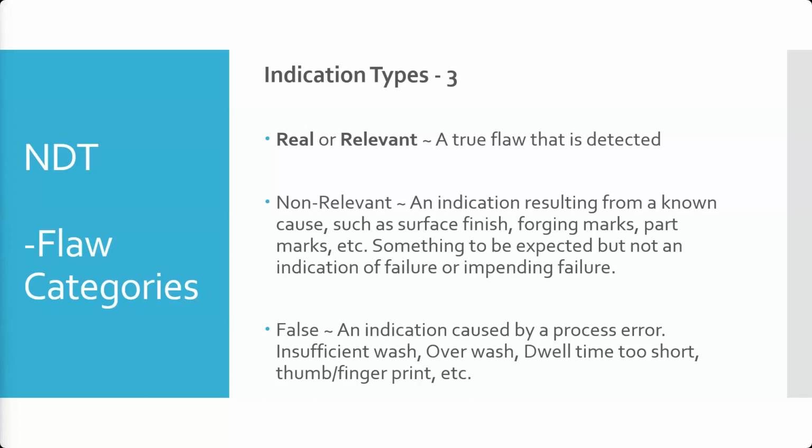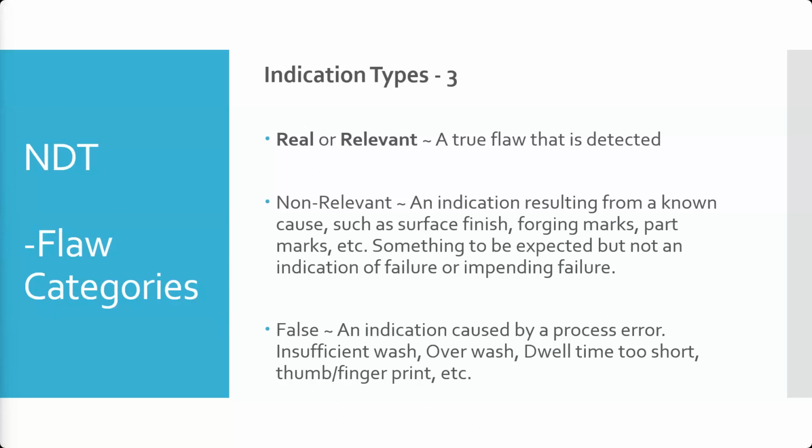Most of the time it's because of a cause that you made. This could be things like insufficient wash, overwash, dwell times. Those are all things that deal with dye penetrant. It can be because your machine is out of calibration. It can be because when you're moving a probe, you wobble it, and it causes an indication. It can be because of a fingerprint where you pick something up.